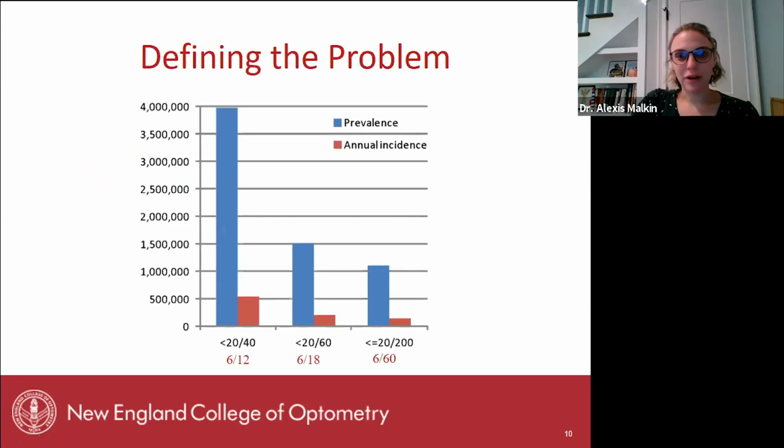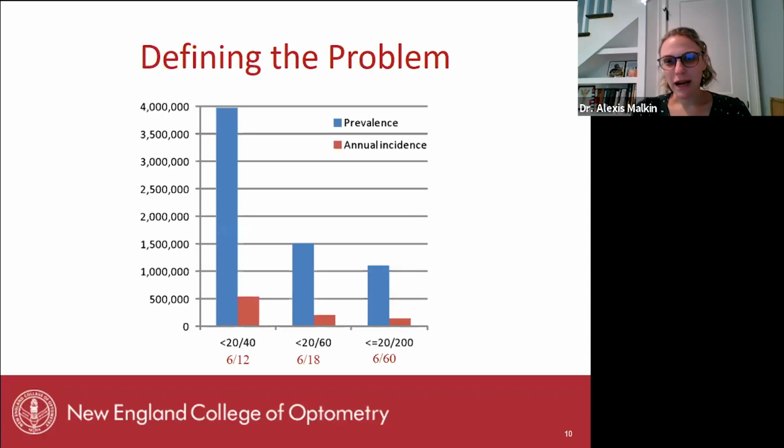So looking at the prevalence and incidence here in the United States, and the numbers match pretty well when we remove treatable causes of vision loss, when we remove treatable refractive error and cataracts in other parts of the world. The prevalence of people who are worse than 20/40, but better than 20/60 is by far the highest group of people affected with low vision. The smallest group is those who are worse than 20/200.